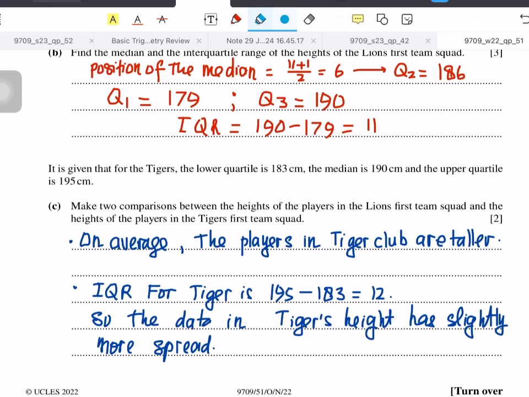Now we can also make another comparison between the 2 clubs by looking at their IQR. The IQR for the Lions is 11, while the IQR for the Tigers is 12. So we can say that the data in the Tigers' heights has slightly more spread because it has a bigger IQR.